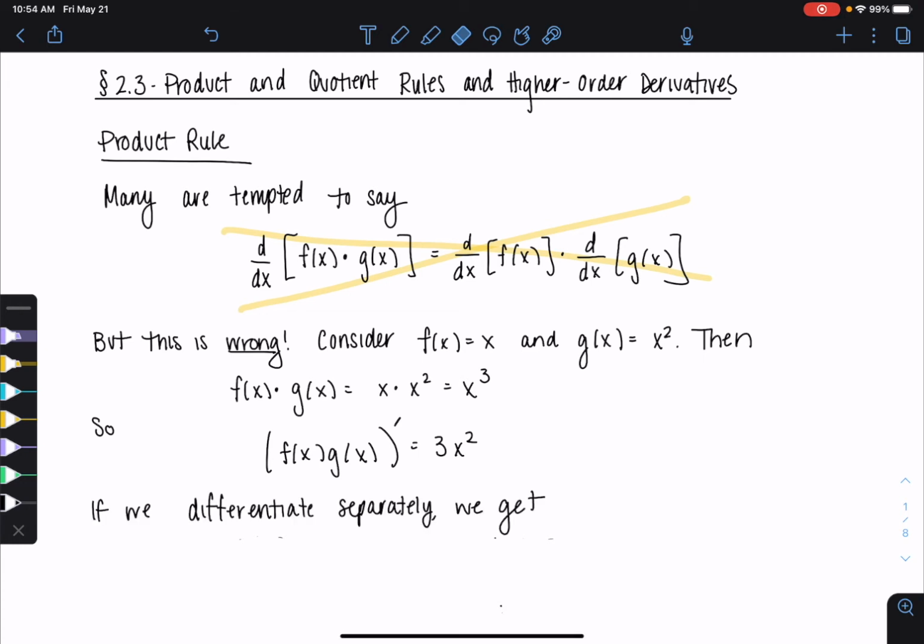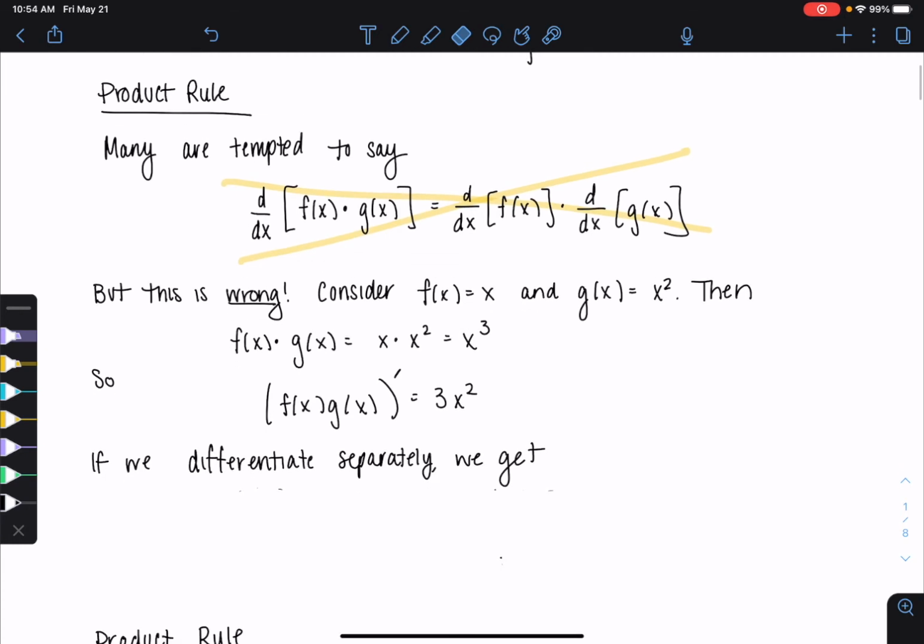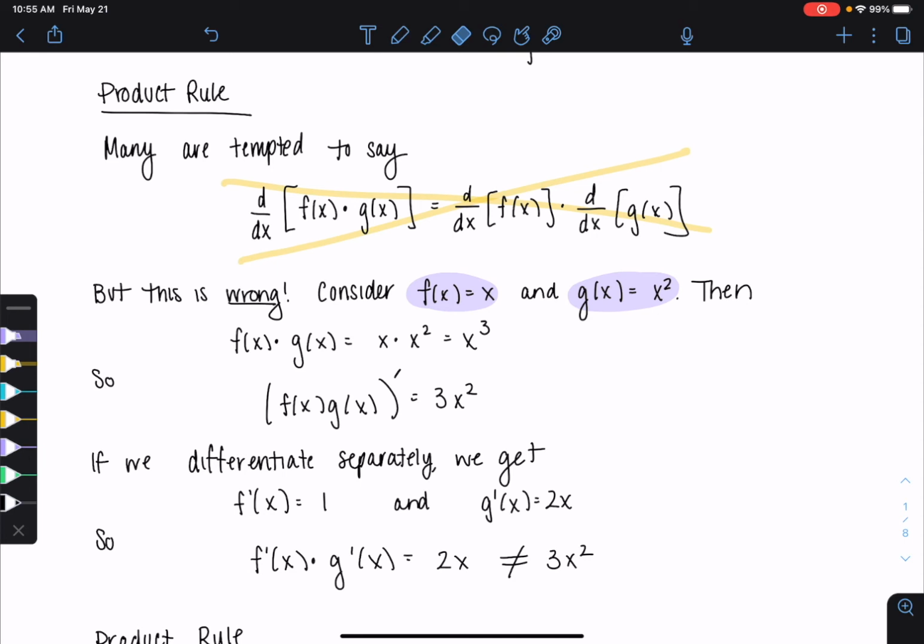But instead, if I try to differentiate these separately, the derivative of just x would be 1. The derivative of x squared is going to be 2x. So the product of the derivatives is 1 times 2x, which is 2x, not the same as the true derivative. Here, the derivative of each separately multiplied together is 2x, which is not the same as 3x squared, our actual derivative of the product of two functions.